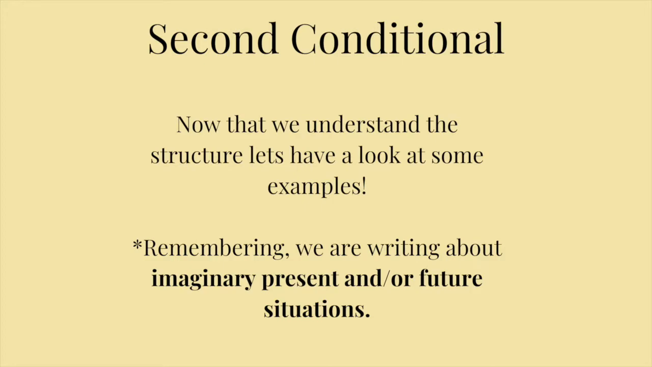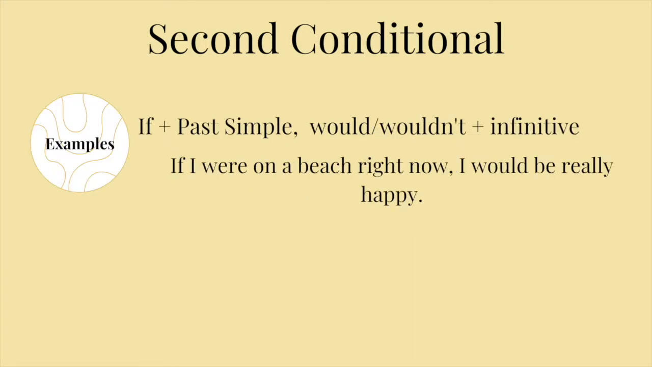Now that we understand the structure, let's have a look at some examples. Remembering, we are writing about imaginary present and/or future situations. Examples. Remember the structure is if plus past simple, comma, would or wouldn't, plus infinitive. The example, if I were on the beach right now, I would be really happy. This is second conditional because maybe the person speaking is at home, so being on the beach is impossible.